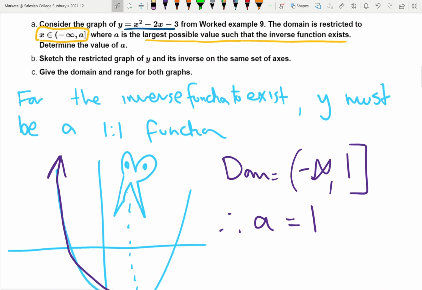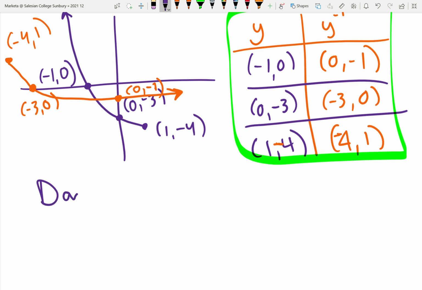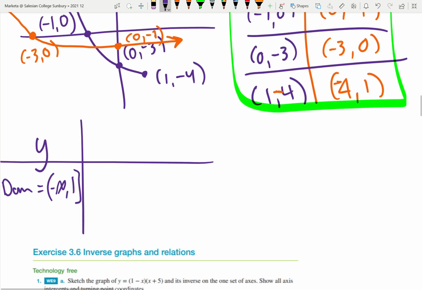So let's see what they give us here. We've done that. Part C, give the domain and range of both graphs. All right, let's have a look. So the domain of our original graph of y, actually, let's just do it like this. For y, the domain equals from negative infinity to 1. That's our a value that we worked out. And the range is going to be from negative 4 to infinity.